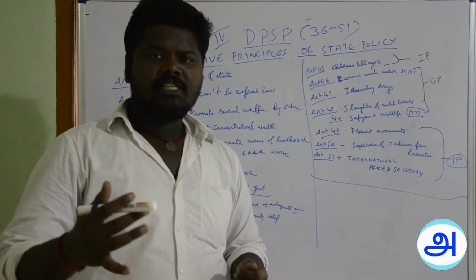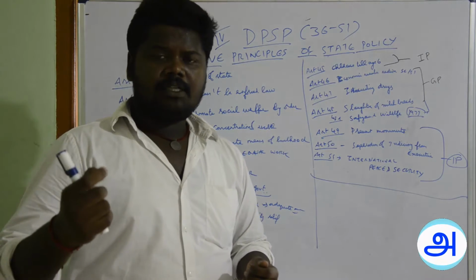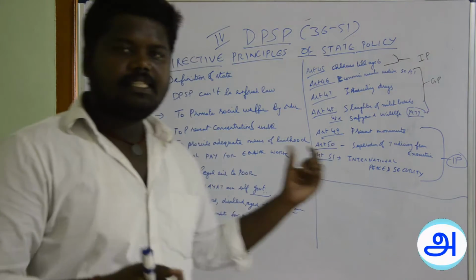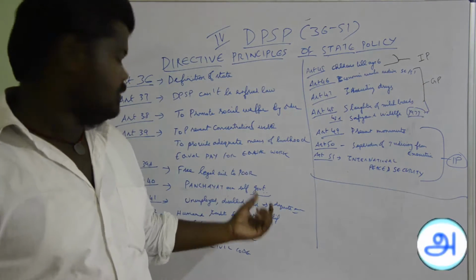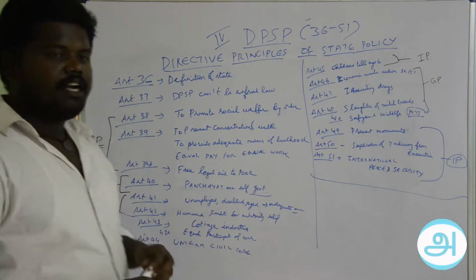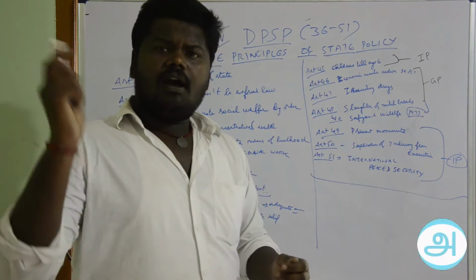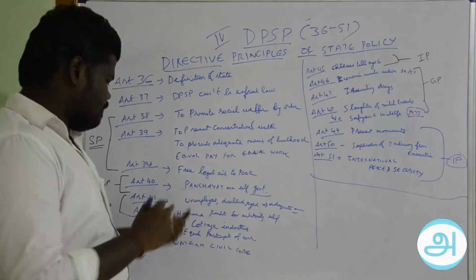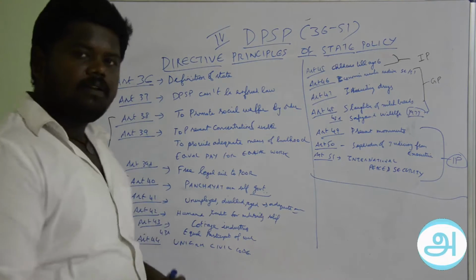As per Gandhian principle, each and every unit of growth will start from the village. So he is saying Panchayat should be a unit of self-government, by Article 40. Article 41: all the unemployed and disabled should be provided with wealth. See, from 40 onwards, I will tell a trick.